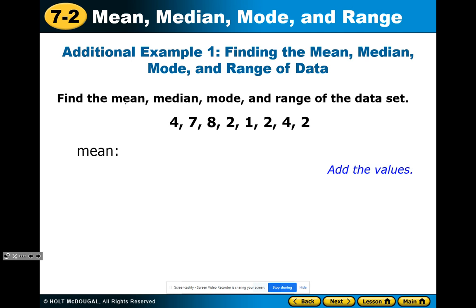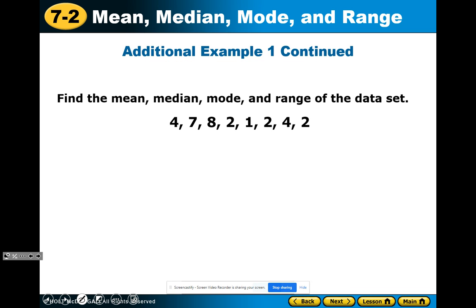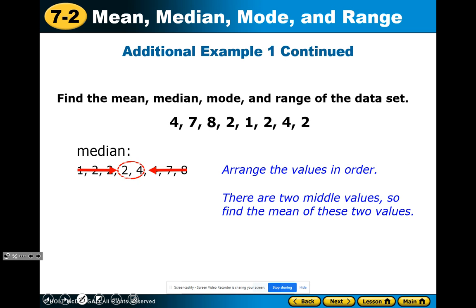Okay. So mean. Add the values. We got 30. We divide by 8 because we added 8 values. 30 divided by 8 is 3.75. So that would be our average. The mean is 3.75. The median. Median, we put them in order like Caden did for us. Then we realize there's 2 in the middle because there's an even number. So we add those 2 and got 6. And then, since there were 2 of them, we divide by 2. The median is 3.